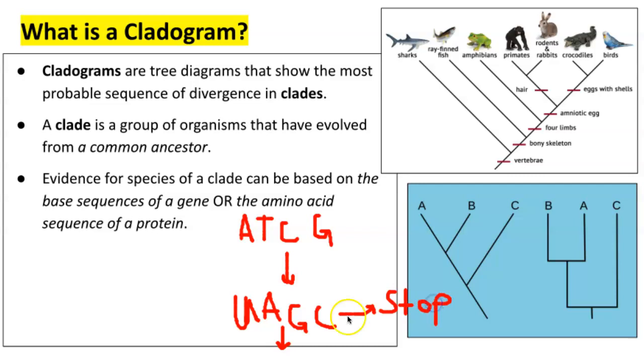But still, what I want you to think about is the fact that evidence for the clade can be based on the base sequences or the amino acid sequences. And although the base sequences and amino acid sequences are related to each other, it's important to realize that the base sequence and the amino acid sequence can be different sometimes.